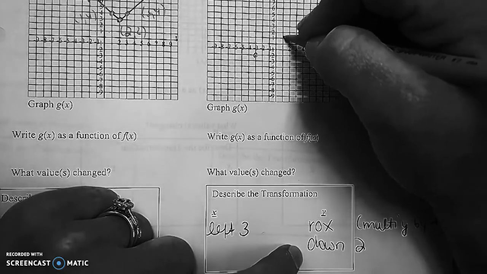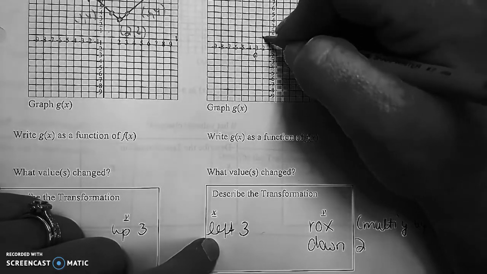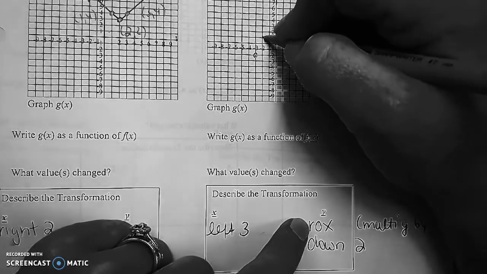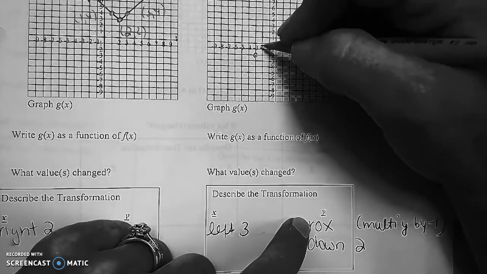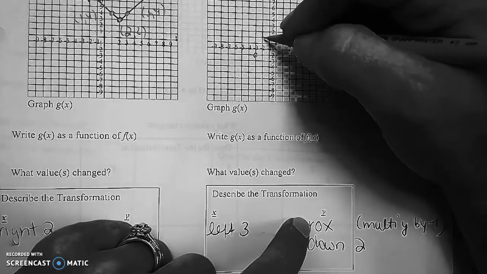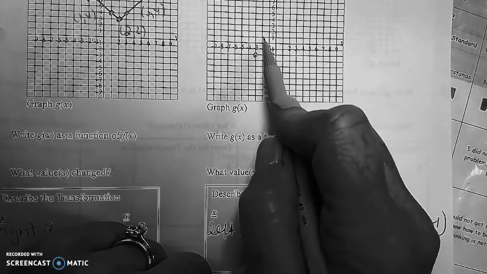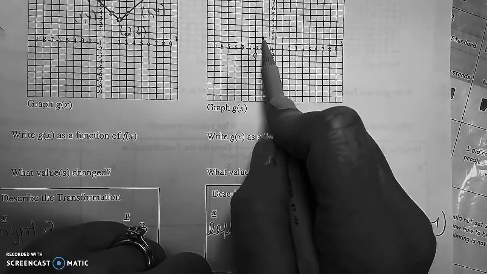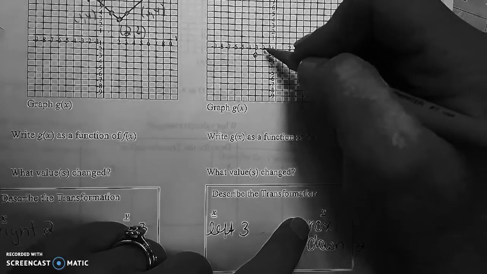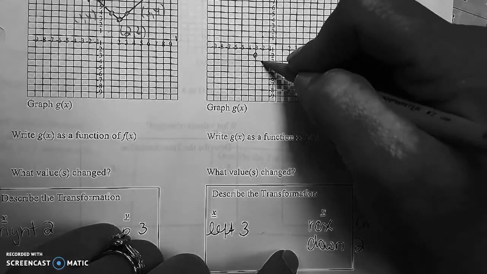All right, from my parent function, I'm going to take 1, 1, go left 3. 1, 2, 3. Reflect this over your x-axis. Another way to look at it would be to multiply your y by -1. So let me go back to where I was. The y value currently is 1. 1 times -1 is -1. Now I've got to go down 2. 1, 2.